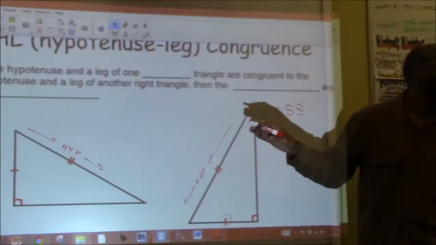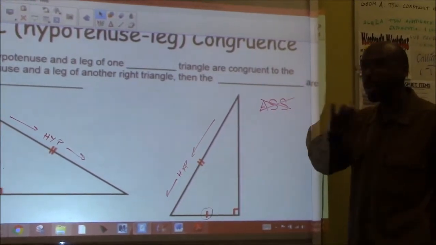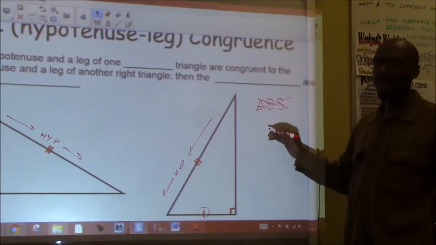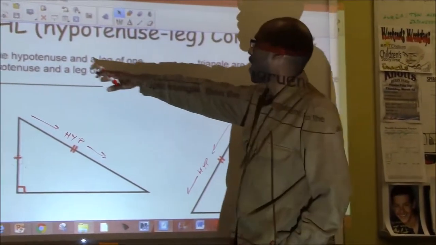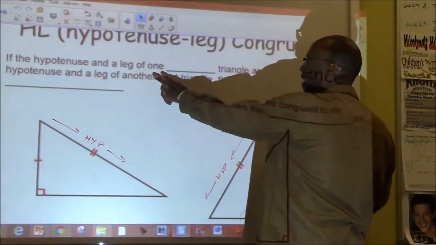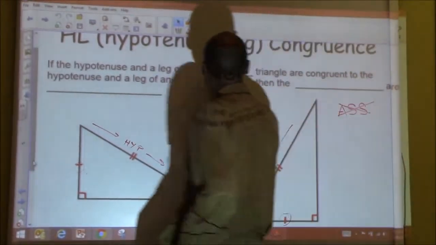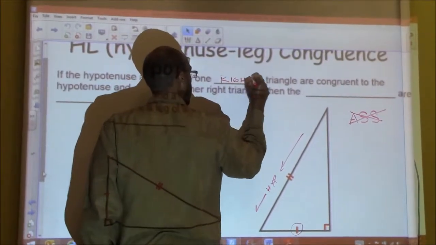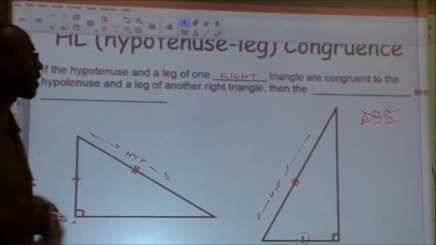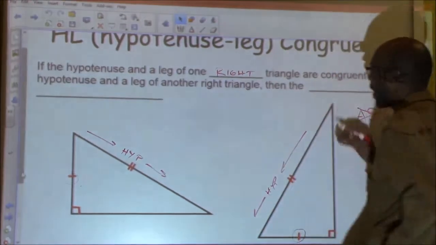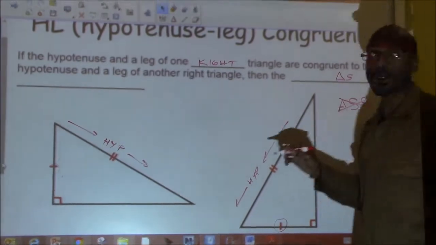But as we know in math, there is no such thing as angle, side, side. We know that. There's no picture of it. Nothing to that effect. Though there could be, but one day only. Let's see. The hypotenuse and the leg of one right triangle congruent to the hypotenuse and leg of another right triangle, then the blank are blank. Triangles are congruent. Check the plot.